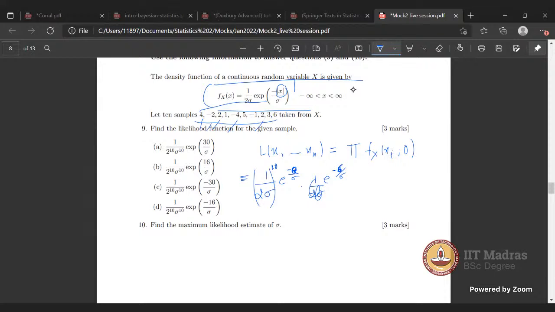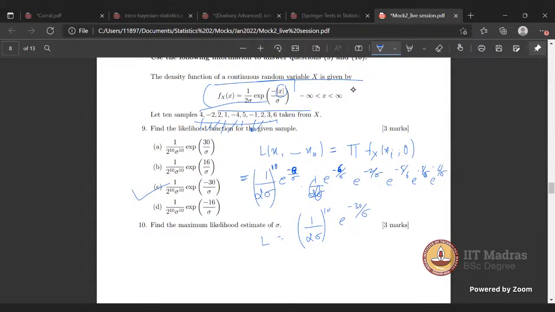Then we have 1 here, 1 and minus 1. So again, e to the power minus 2 by sigma. This is also done. Then we have 5, 3 and 6. So e to the power minus 5 by sigma, e to the power minus 3 by sigma, and e to the power minus 6 by sigma. If we add all this, we get 1 upon 2 sigma to the power 10, e to the power minus 30 upon sigma. So this is our likelihood function.